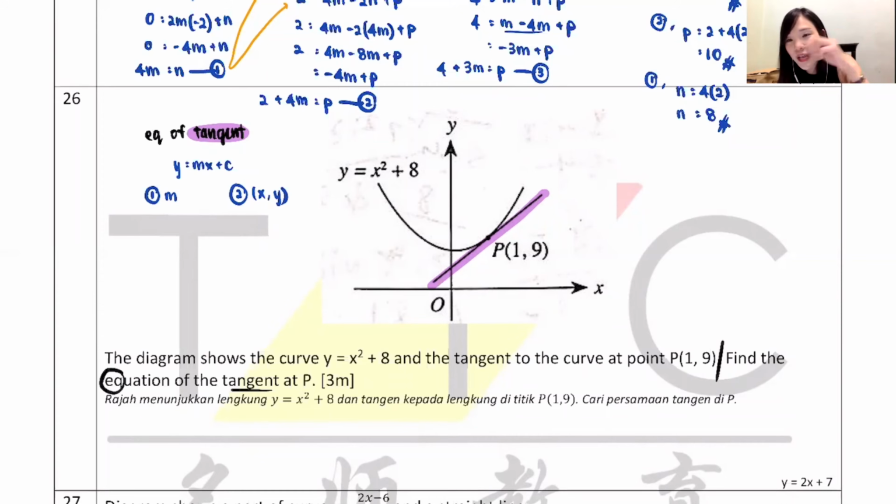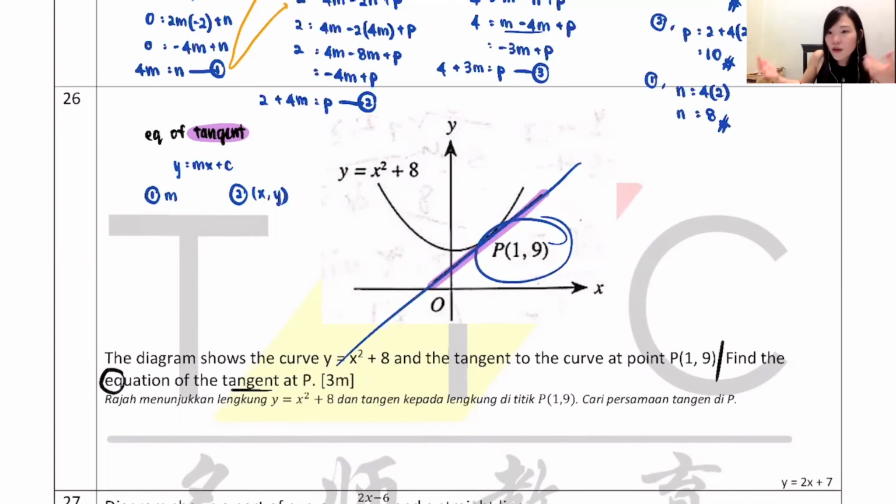So I always tell my students that you must have a gradient and a coordinate. The coordinate is very easy. As long as the line passes through it, you can always use it. Can you see that this particular straight line passes through what? (1, 9). So that's why we can use the coordinate (1, 9). Done. Okay. Next, we must have the gradient.